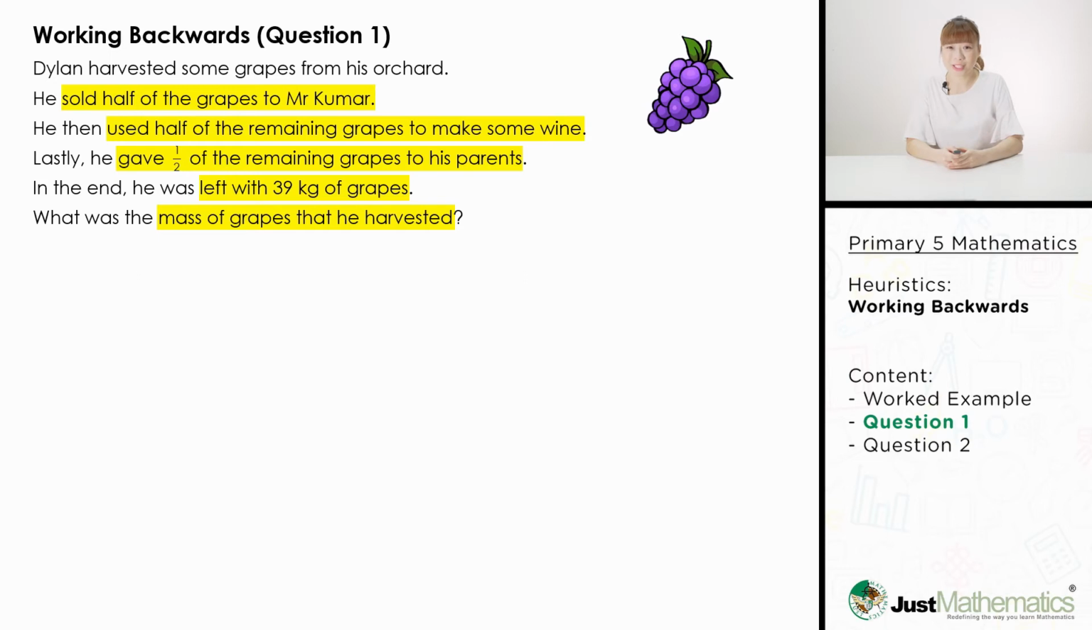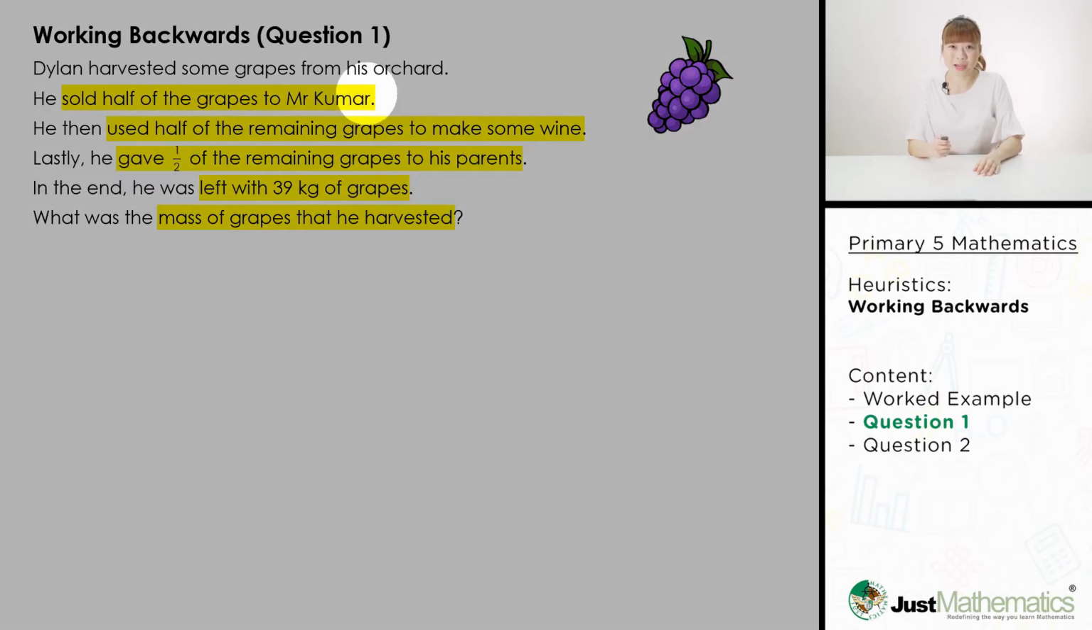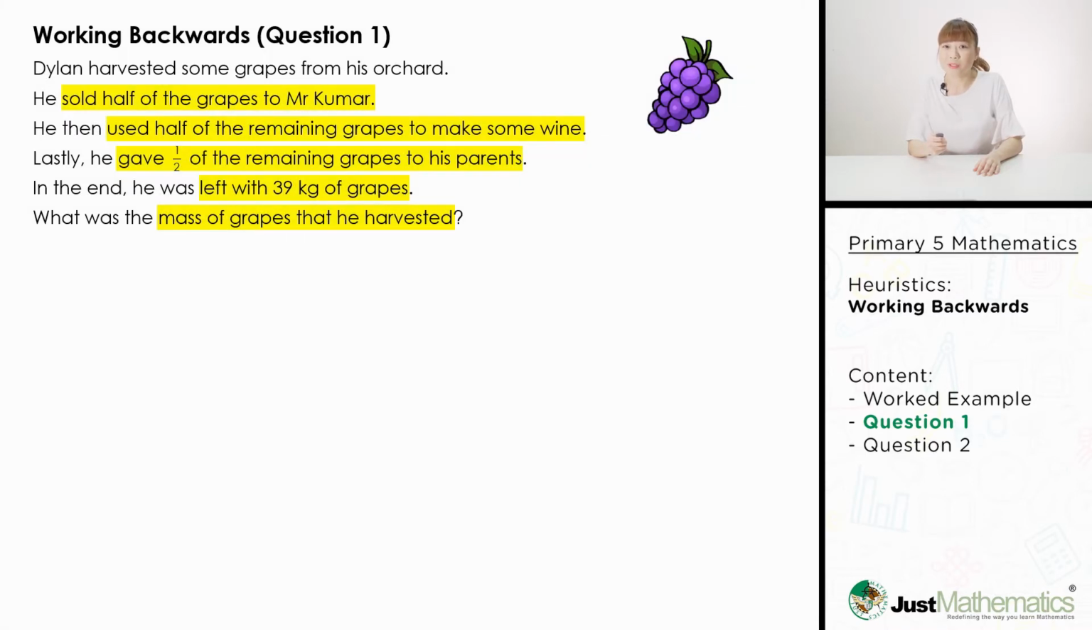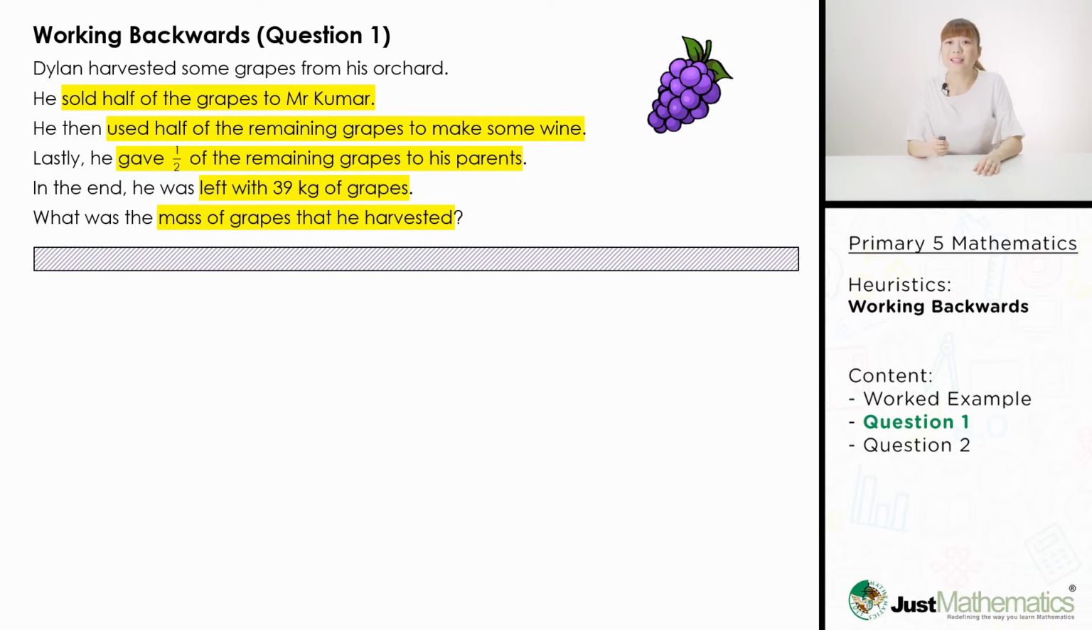Let's go through the question together. Dylan sold half of the grapes to Mr. Kumar. Half means 1 part out of 2 equal parts. The denominator, 2 parts, refers to the mass of grapes at first. The numerator, 1 part, refers to the mass of grapes sold to Mr. Kumar. So, in our model, we will draw a rectangle and cut it into 2 equal parts. 1 part out of the 2 parts is sold to Mr. Kumar.